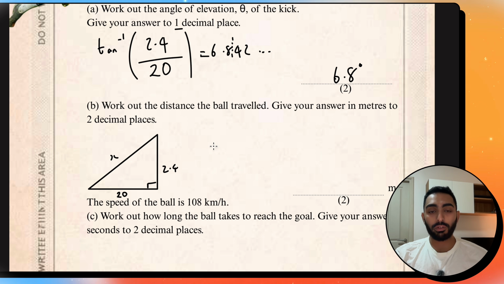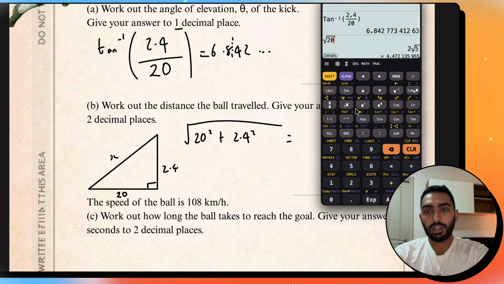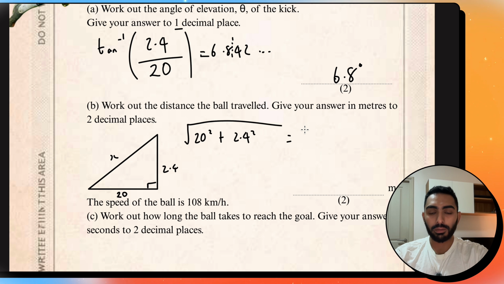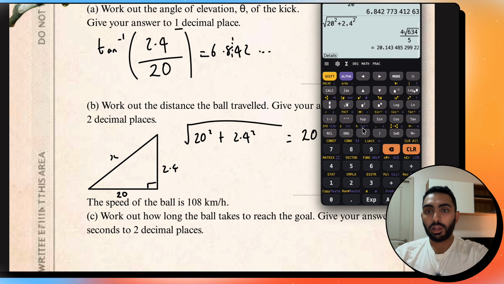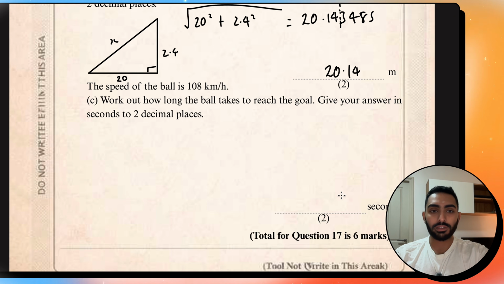We're going to square both of these, 20 squared. We're going to add them together, and then we're going to square root that answer, and that will give us the value of x. If it's one of the shorter sides, you square them, you take them away from each other, and then you square root it. Let's type it in carefully. We've got 20 squared plus 2.4 squared, and it's all being square rooted, which would be 20.143485. We want it to two decimal places. Count 1, 2. It will be there, so that means it's 20.14 meters.